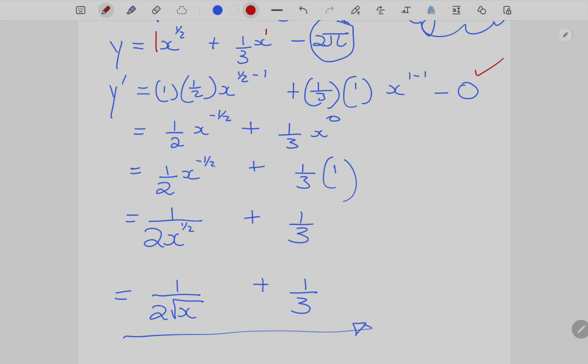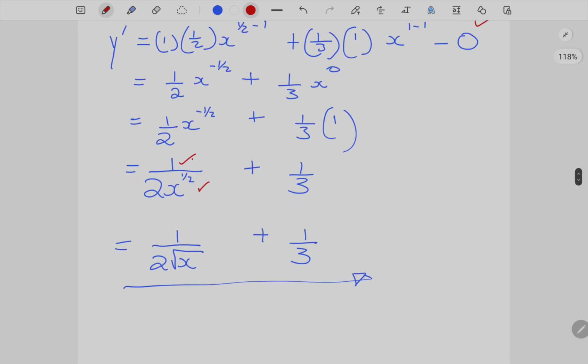We mustn't leave the answer with a negative exponent. So what does that mean? We're going to have a numerator as well as a denominator. What is going to remain as a numerator is 1, and 2 is the denominator. Then x to the power positive a half, because it has moved from the numerator side to the denominator side. Plus 1 over 3 times 1, which is 1 over 3.